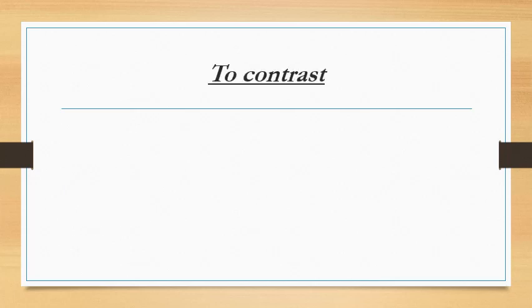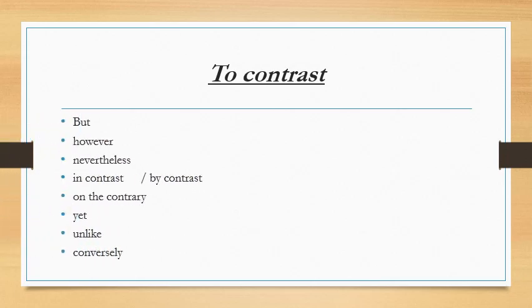So in order to contrast, to talk about two opposite ideas, we can use the following expressions: but, however, nevertheless, in contrast, by contrast, on the contrary, yet, unlike, or conversely. So those are expressions known that they always or most of the time come in the middle. So here we put contrasting idea number one, then we put the following expressions in the middle, and then we put contrasting idea number two.